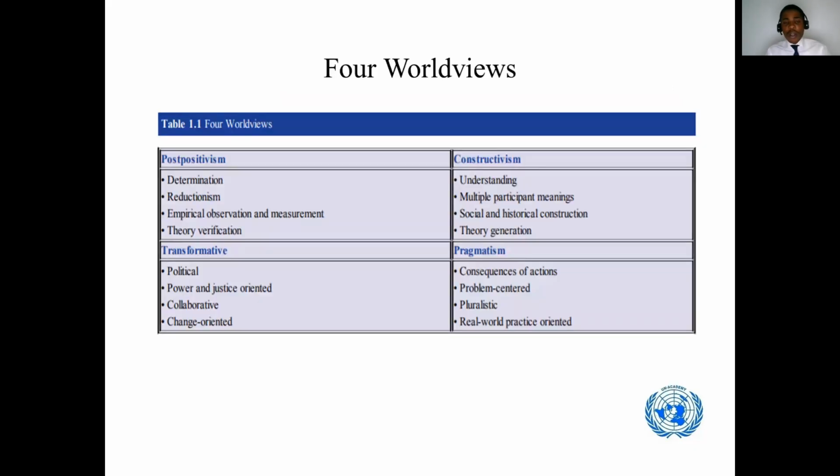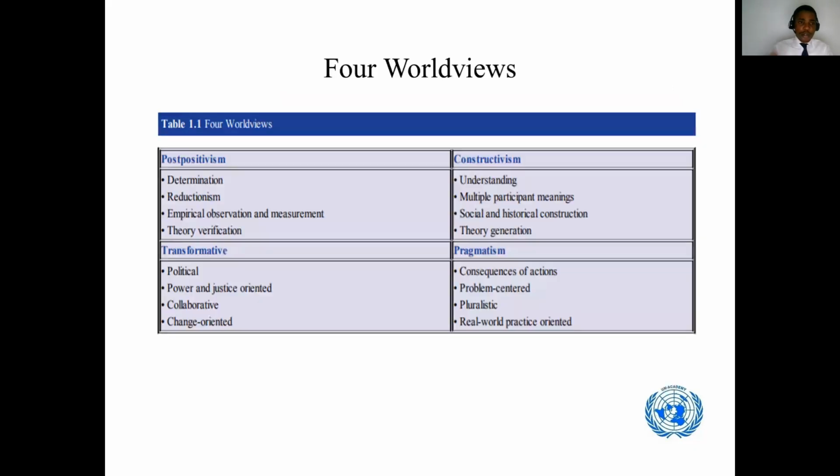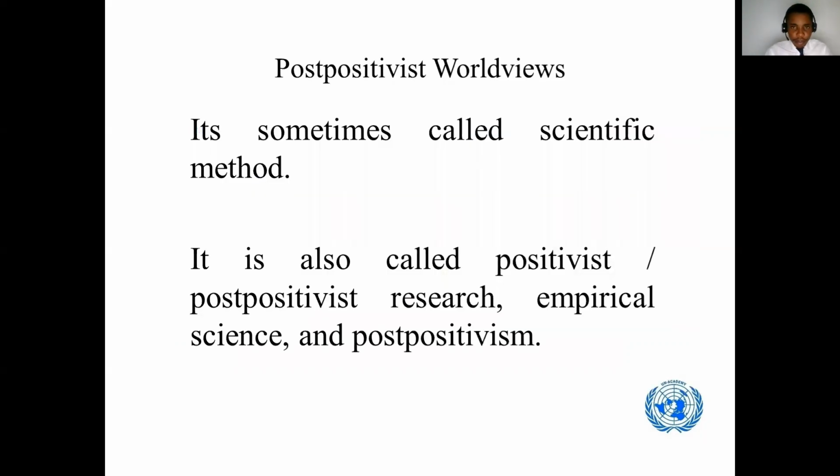Okay, so what are the four worldviews? Under philosophical worldviews, you have positivism, post-positivism, constructivism, transformative, and pragmatism. Take note of those four things: post-positivism, constructivism, transformative, and pragmatism. Those are the four worldviews we are going to consider, and I'm going to explain them as we move on.